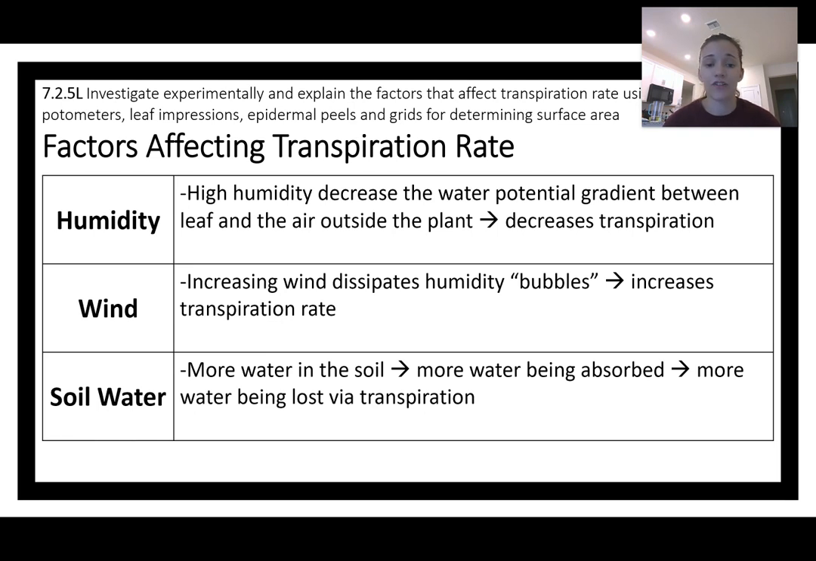And then the last one is soil water. If there's more water in the soil, the plant's probably taking up more water. It's probably losing more water. So yeah, if you were given a scenario, you would have to describe what's going to happen to the transpiration rate and how or why that's going to happen. So these are really important.